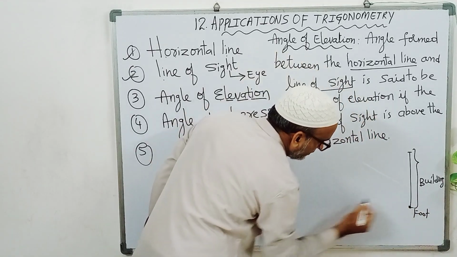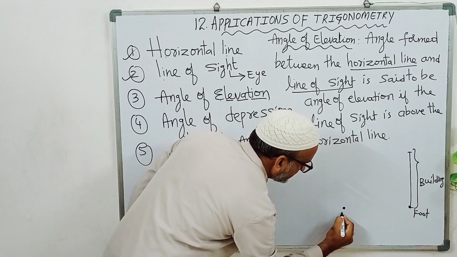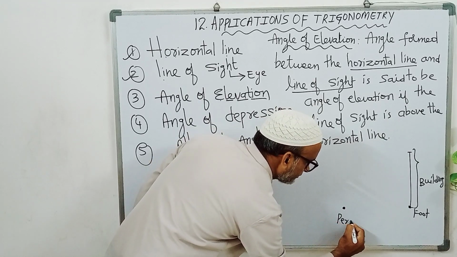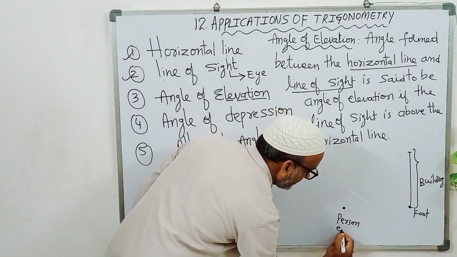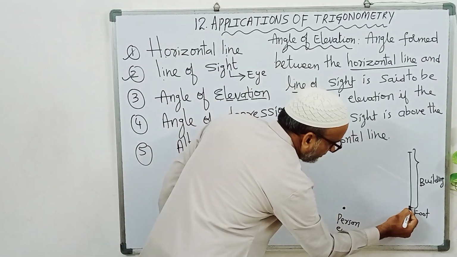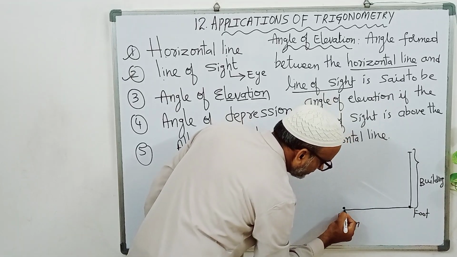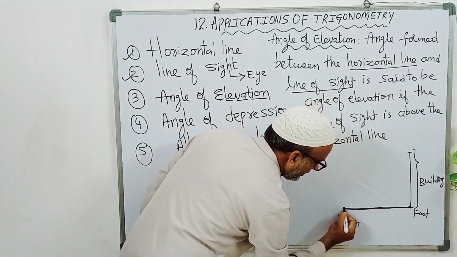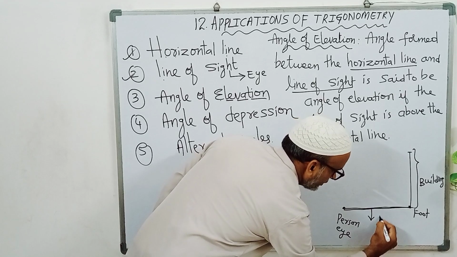Now from here one person is there, whose eyes are there. From this to this I am joining one line. This is the horizontal line.